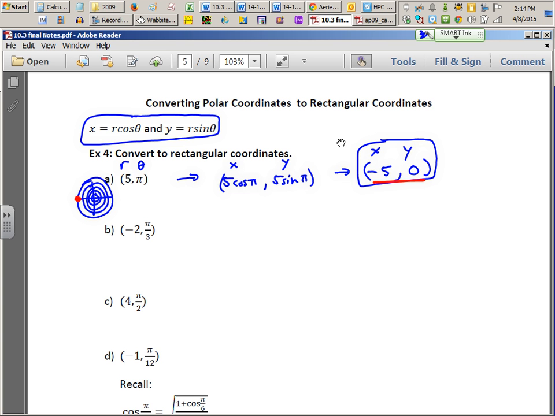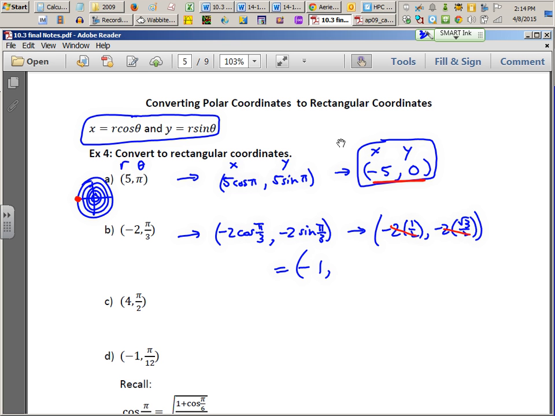Okay, the next one would just be negative 2 cos pi over 3, negative 2 sine pi over 3. So this is negative 2 times a half, negative 2 times root 3 over 2. So the 2's just kind of cancel out on this problem. So the correct answer is (−1, −√3).